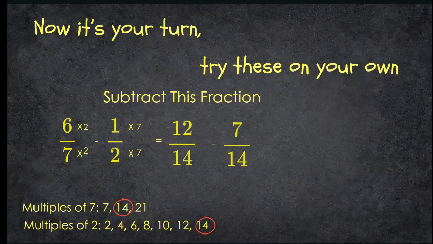I'm going to subtract only the numerators, 12 minus 7, and that gave me a difference of 5. And then we were in 14ths, so our denominator will stay the same. The answer to our problem is 5/14. Hopefully you got that one right. Again, I think these are pretty easy. Hopefully you do as well.